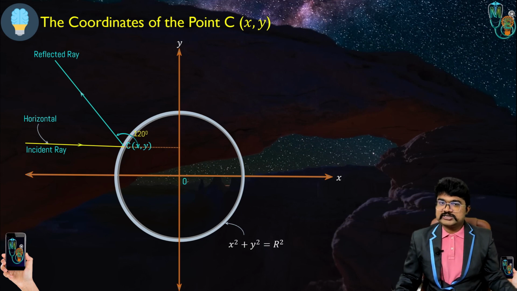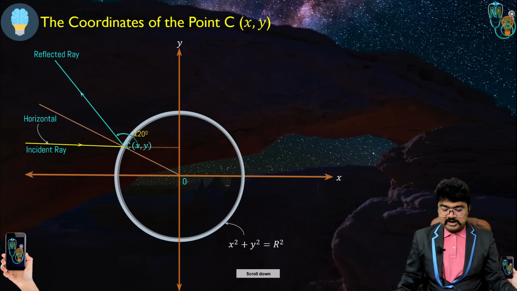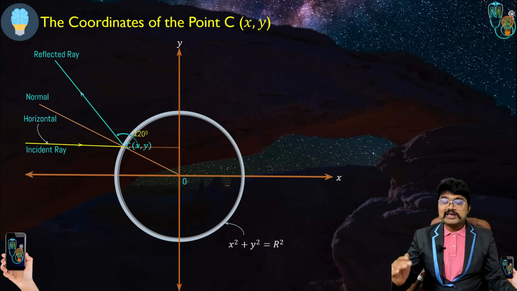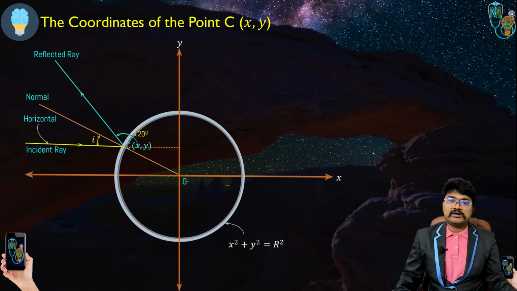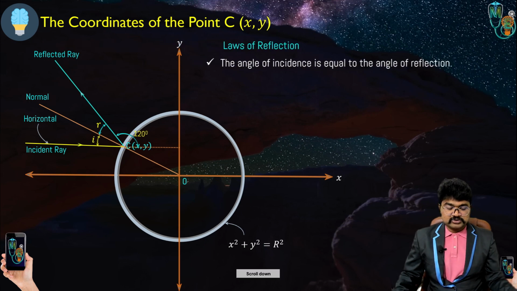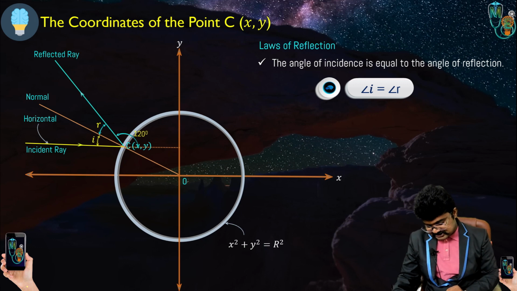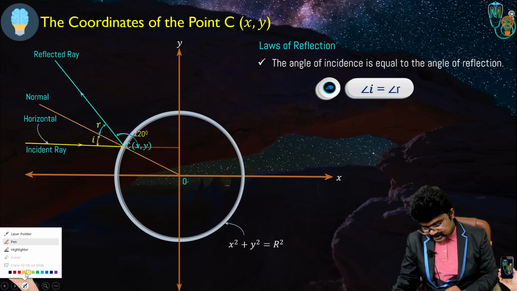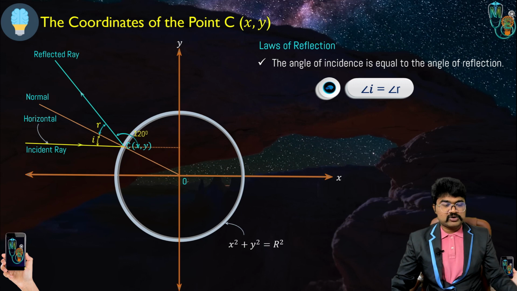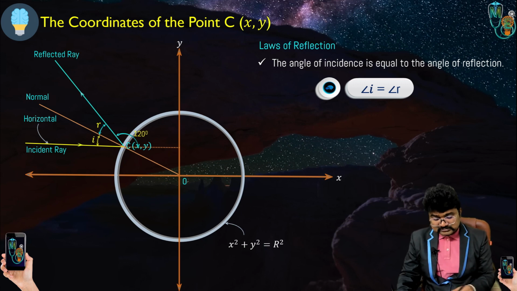Now we need to draw the normal at point C. Normal passing through the center of the circle. This is the normal. The angle made by the incident ray with the normal is called the angle of incidence. The angle made by the reflected ray with the normal is the angle of reflection. So now, by the law of reflection, we need to calculate this particular I. Very simple. We already know that I equal to R.